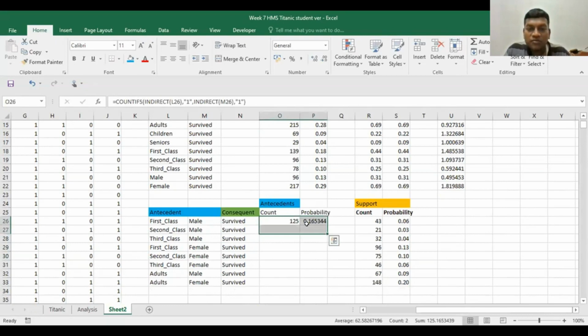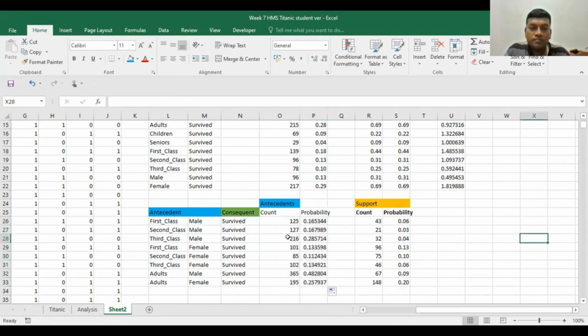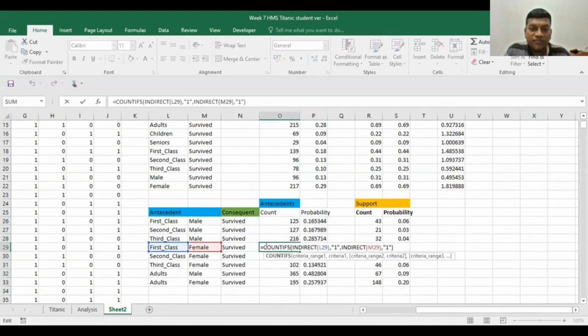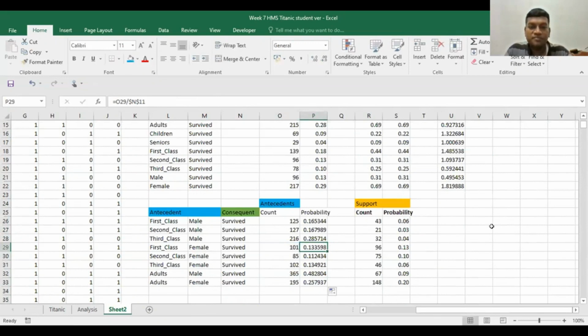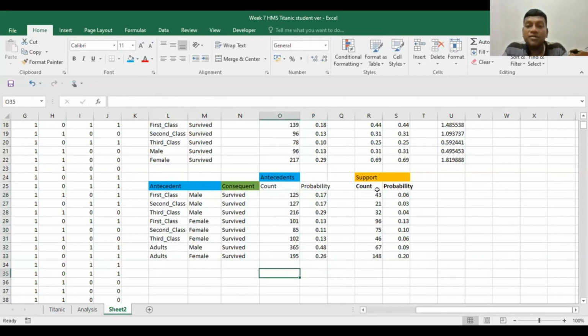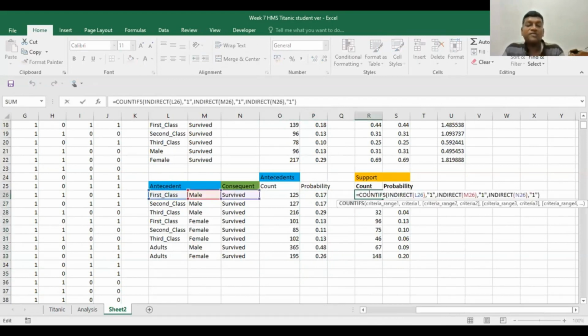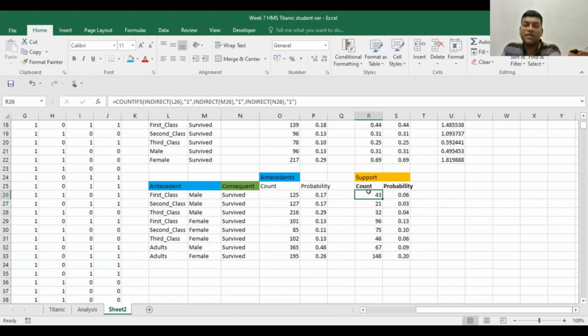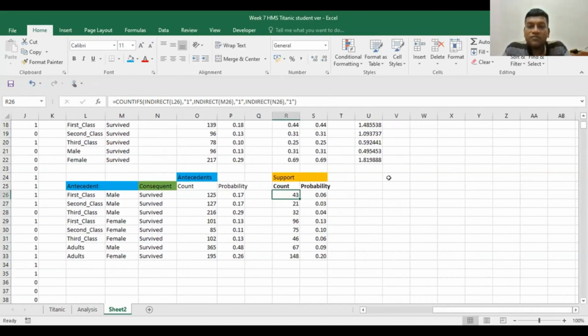Add both these formulas now. Randomly verifying: first class and female. Count is this. Frequency is okay. Probability is this. Okay. So now we have the probability of the antecedent, the count of the antecedent. We have the support. Support is nothing but the number of times all three have happened, and probability would be divided by the total number of passengers. So now we have this support. We need the confidence now.